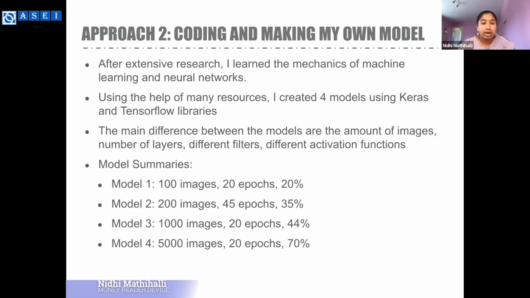And I used Keras and TensorFlow libraries as well as OpenCV and sklearn. And then I created 4 different models. And they have accuracies of 20%, 35%, 44%, and 70% as shown below. And the main difference is the number of images, the number of layers, the different filters, and the different activation functions that I used. And by tweaking those values, I made the accuracies improve little by little.